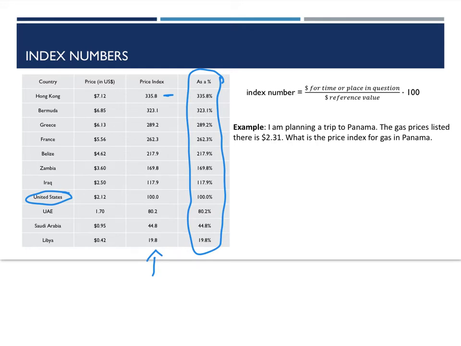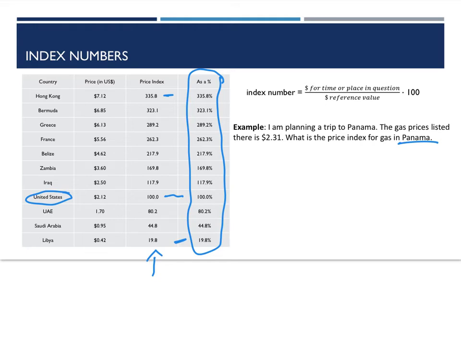If I come down here to Libya, the price of gas in Libya is 19.8% of the price of gas in the United States. And the reference value gets an index number of 100 because the price of gas in the United States is 100% of the price of gas in the United States. Now, what do I do if I have an extra country that's not in the chart?